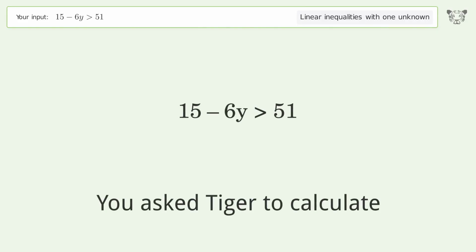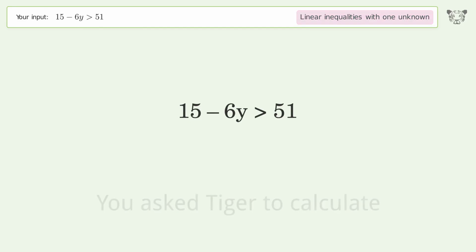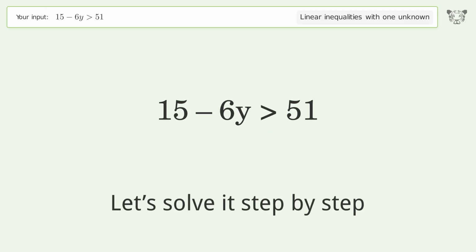You ask Tiger to calculate. This deals with linear inequalities with one unknown. The final result is y smaller than -6. Let's solve it step by step.